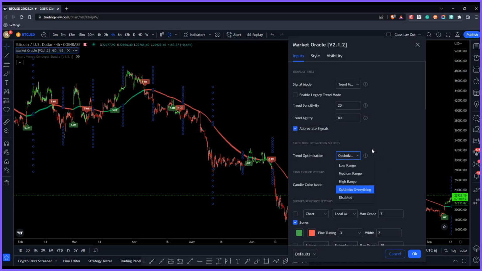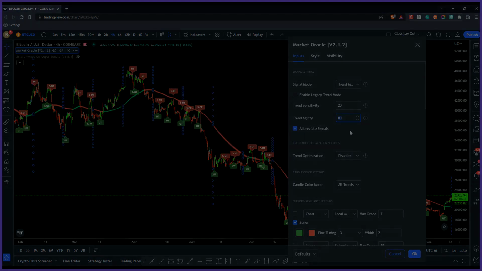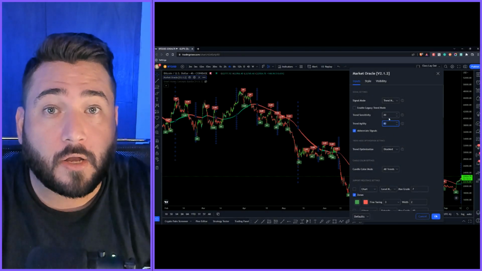Alright, so at this point, I'm going to be using trend mode as we mentioned and disabling this. This is very, very important. Why is this very important? This is very important because once I disable this, whatever I have on trend sensitivity and trend agility will take effect, right? One more time, do not copy the settings.